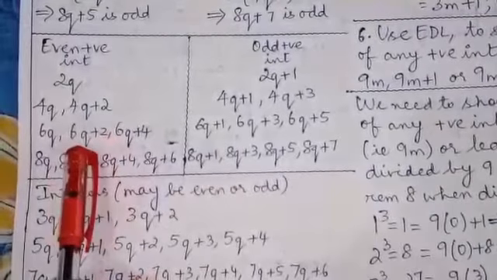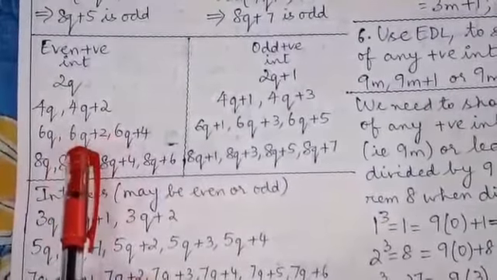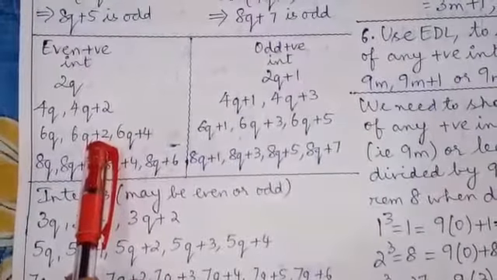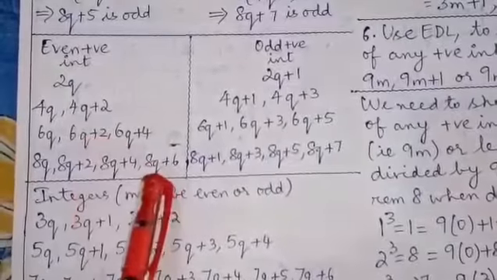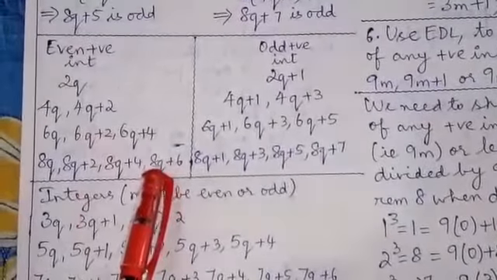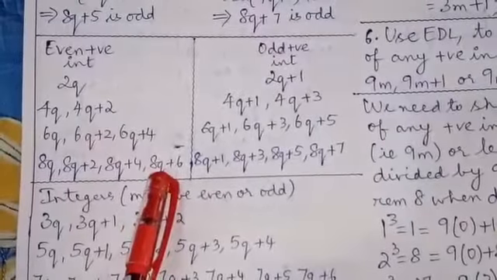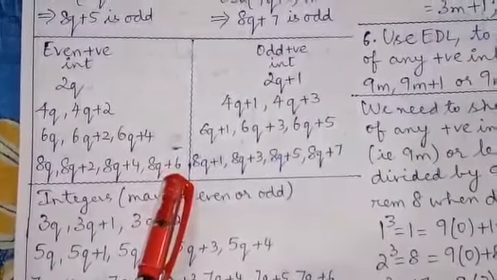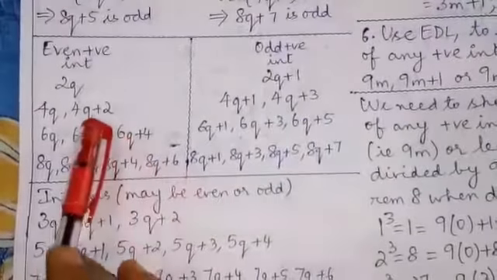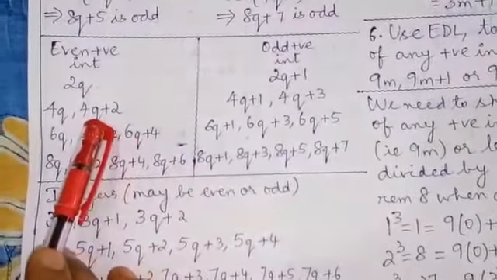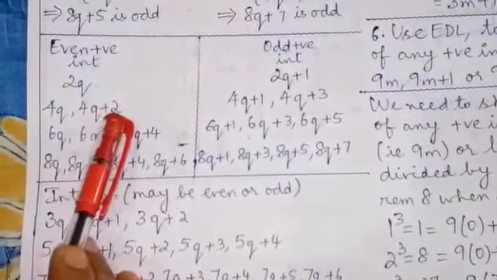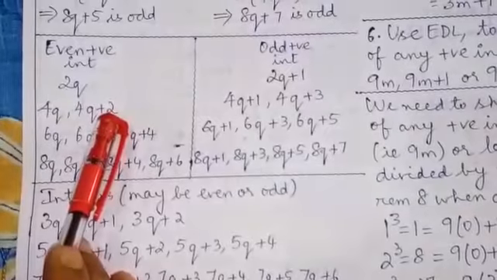Now, say when q is 5, 6 into 5, 30, plus 2, 32. And 32 is even. Take this: when q is 1, 8 into 1, 8, plus 6, 14, even. Say when q is 3 here, 4 into 3, 12, plus 2, 14, even.